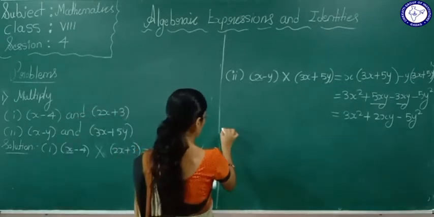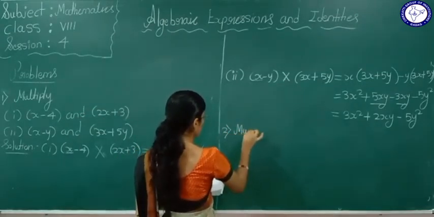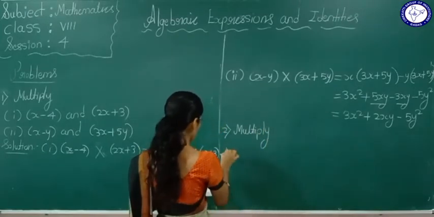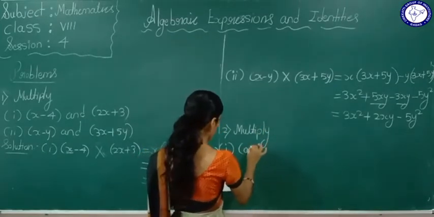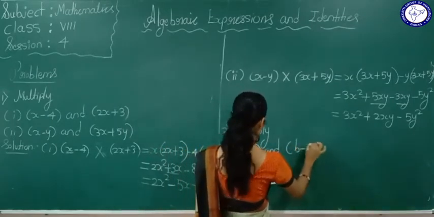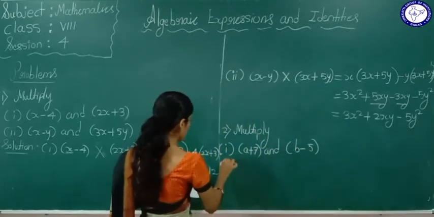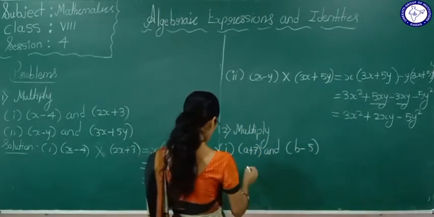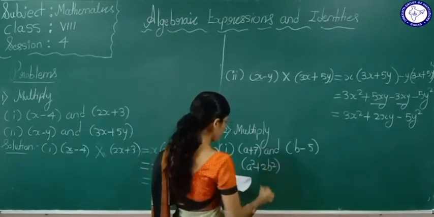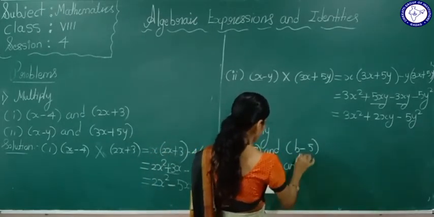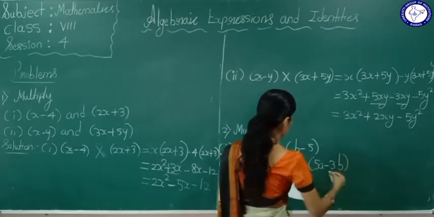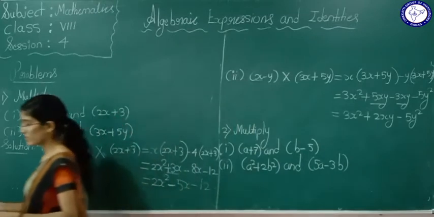So that is the second one. Multiply a plus 7 and b minus 5. Second, a square plus 2b square and 5a minus 3b. So in the similar way we will solve this also.